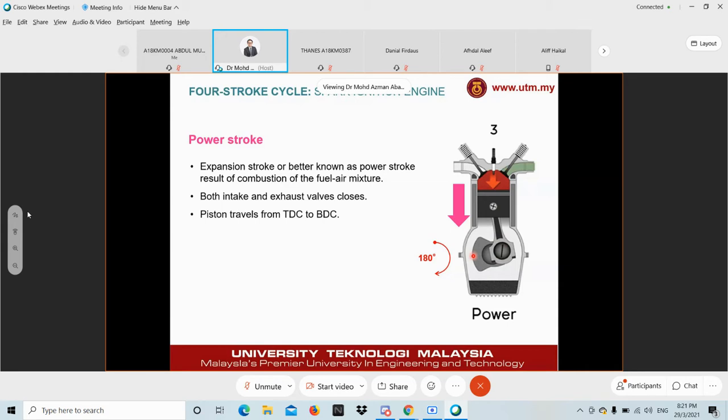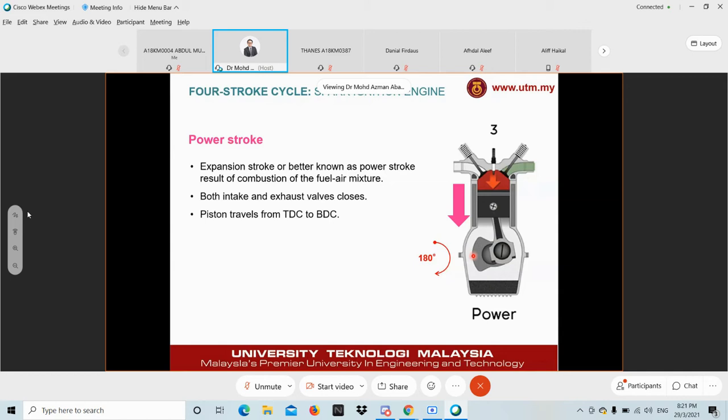But what about the power at your wheels? The power being produced at the wheel is what we refer to as wheel power. So there is a difference between indicated power, brake power, and of course wheel power.